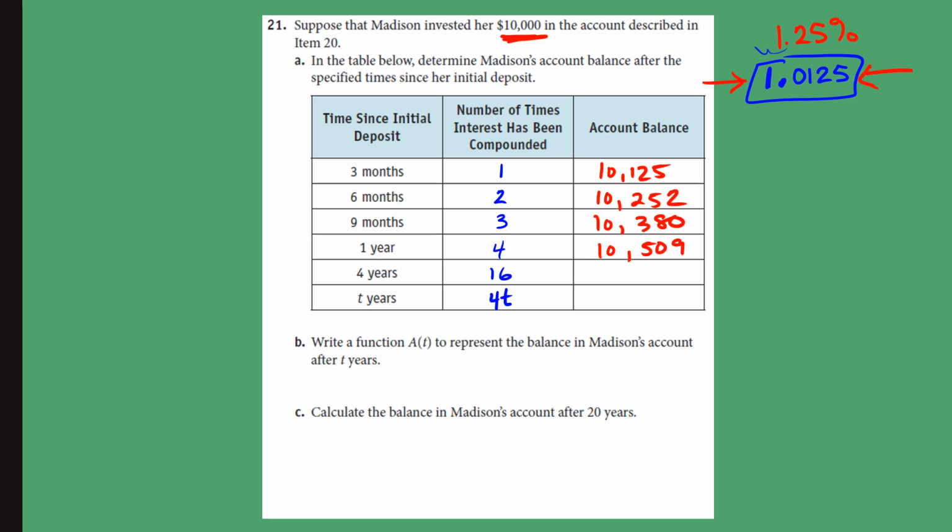And then I can't really keep multiplying just by that 1 growth factor. So what I'll have to do is probably set up a function here or an expression. So 10,000 times 1.0125 to the 16th power for this 16th compounding period. So do that yourself. We'll see if we agree. 1.0125 to the power of 16, and then take that and multiply it by 10,000, and you should get something like 12,199 if we're going to the nearest dollar.